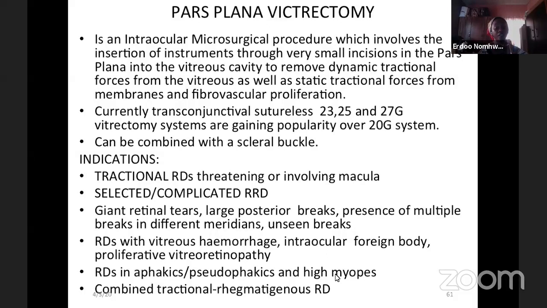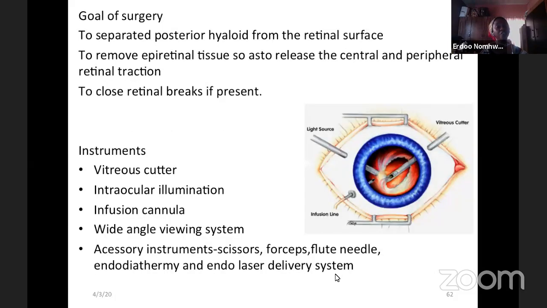And then if you have combined tractional rhegmatogenous retinal detachment, it's a good time to offer the patient pars plana vitrectomy. Your goal of surgery is to separate the posterior hyaloid from the retinal surface. You try to remove the periretinal tissue as much as possible so you can release the central and peripheral retinal traction, which is causing the detachment. And then you close retinal breaks if present and if you can see any of them. So some of the instruments we use are the vitreous cutter.